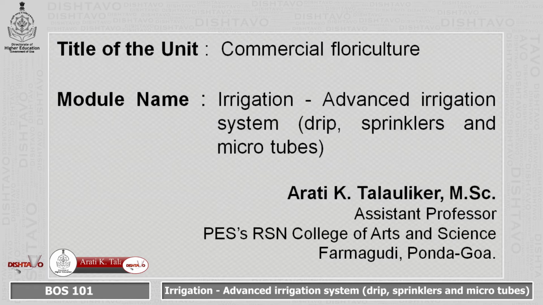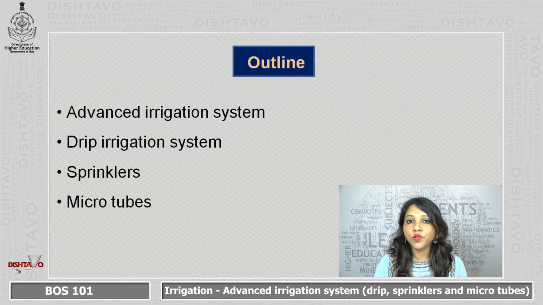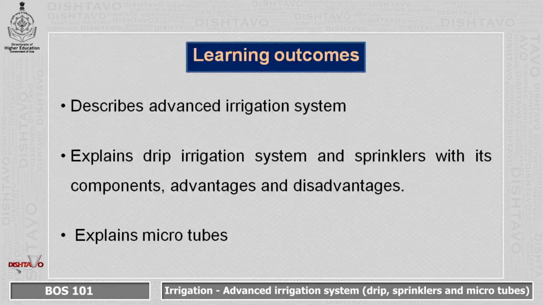Title of the unit, Commercial Floriculture. Module name, Irrigation, Advanced Irrigation System, Drip, Sprinklers and Microtubes. In this module, you will be learning about Advanced Irrigation System, Drip Irrigation System, Sprinklers and Microtubes. By the completion of this module, you will be able to describe Advanced Irrigation System, explain Drip Irrigation System and Sprinklers with its components, advantages and disadvantages. Also, you will be able to explain what are microtubes.